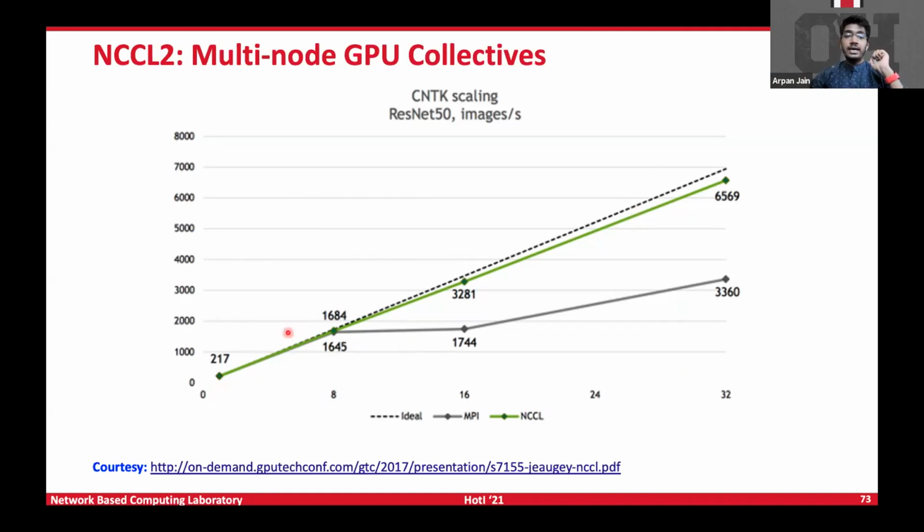This is the ideal scaling, this is the linear scaling, and you can see that MPI is somewhere here. So they said that the MPI is not good. We need to fill this gap, and that is why they proposed NCCL, so that they can get very good scalability.